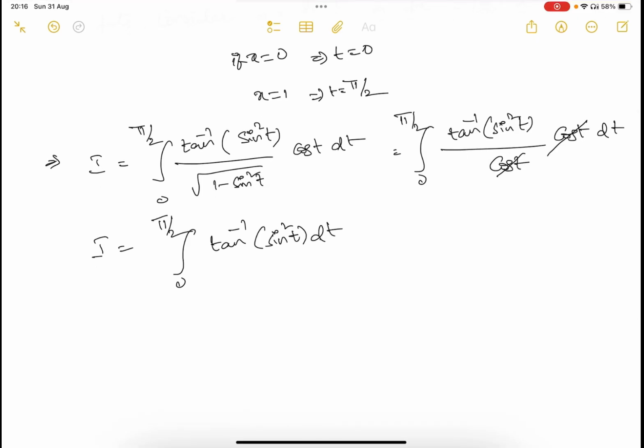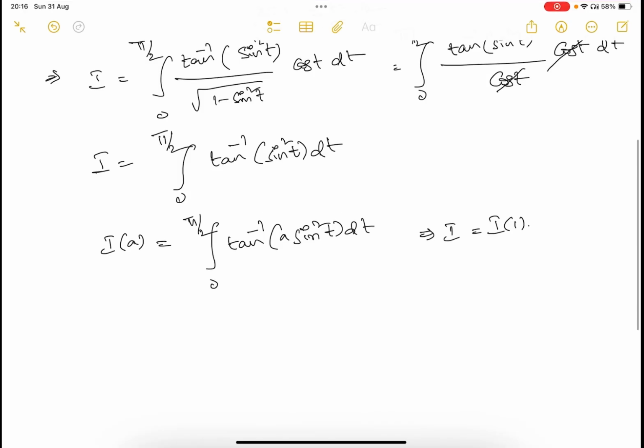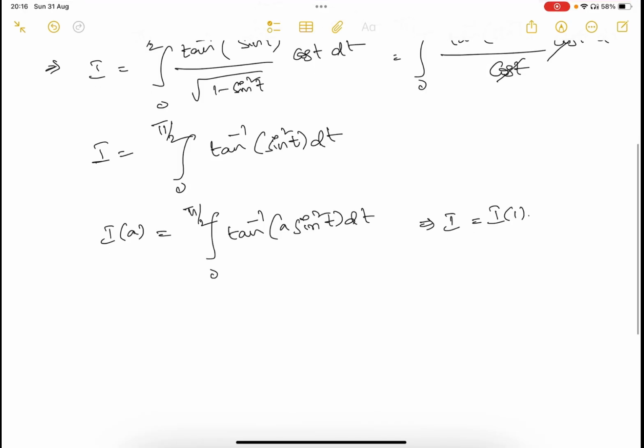So here let's make this I as a function of a, right? So I of a is integral 0 to pi by 2 tan inverse of a sin square t dt. What we need is our I value, which is I of a when a equal to 1. So let's find out first I of a. So let's try to solve this, right?